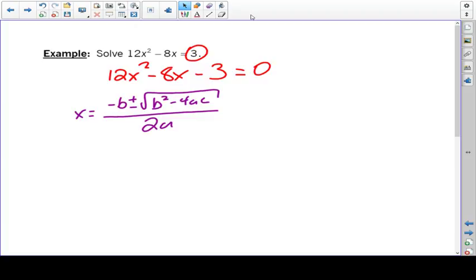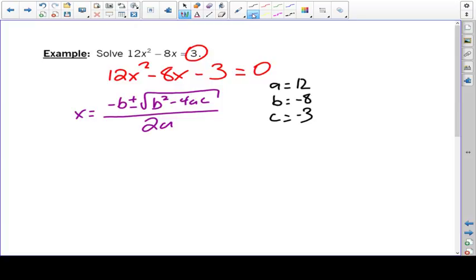It doesn't hurt to write them down separately as well. So in this question, a is what? Yep. B is what? Negative 8. C is what? Very good. So 12, negative 8, negative 3. Plug them in, see what we get.